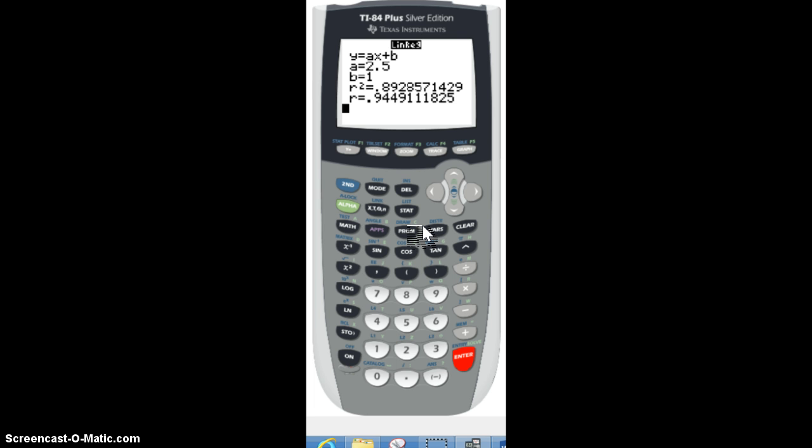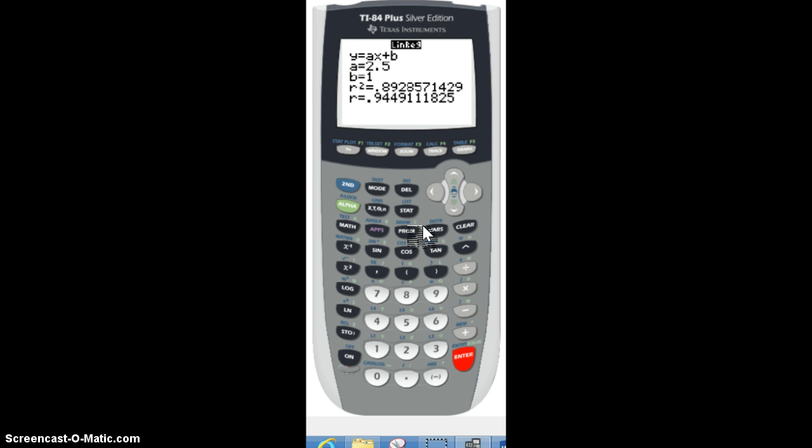So the line of best fit, your y hat, equals 2.5x plus 1. Again, we're going to replace the A and the B with the particular numbers. So again, the line of best fit in this case is 2.5x plus 1.